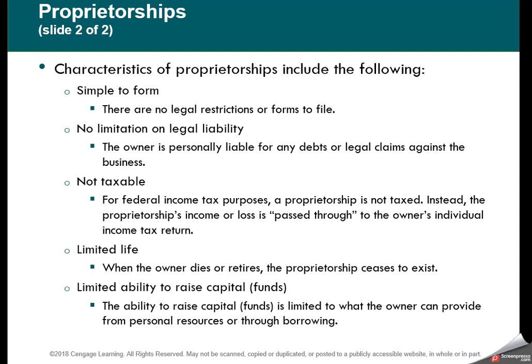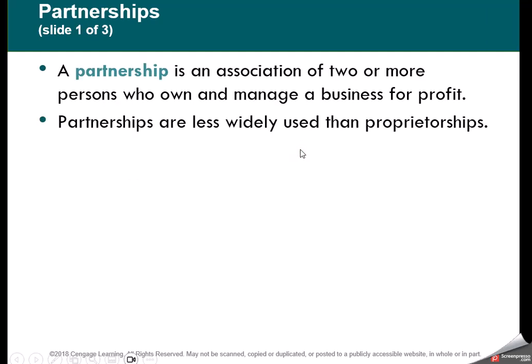The business itself is not taxable, but the sole proprietor would prepare a Schedule C on their tax forms and then would pay taxes through their individual tax return. It's obviously linked to the owner themselves, so when they die, the sole proprietorship would cease to exist. And then you can only raise funds that you could get on your own.